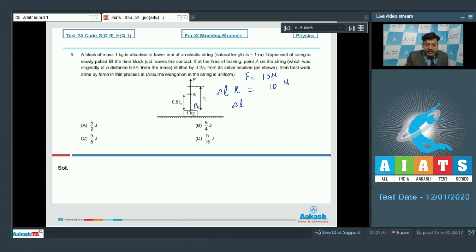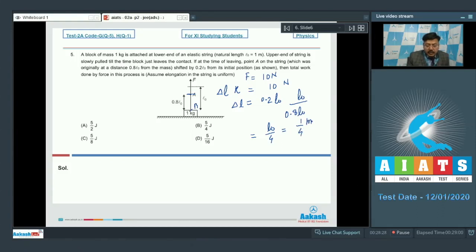The length of BA portion has increased by 0.2 L0. So what is the total elongation of the string? We can use the unitary method, right? So delta L will be 0.2 L0, the stretch for 0.8 L0, into total length L0 divided by 0.8 L0. By applying the unitary method, the value of delta L comes out to be L0 by 4. The value of L0 is given to us, so this is 1 by 4 meter.